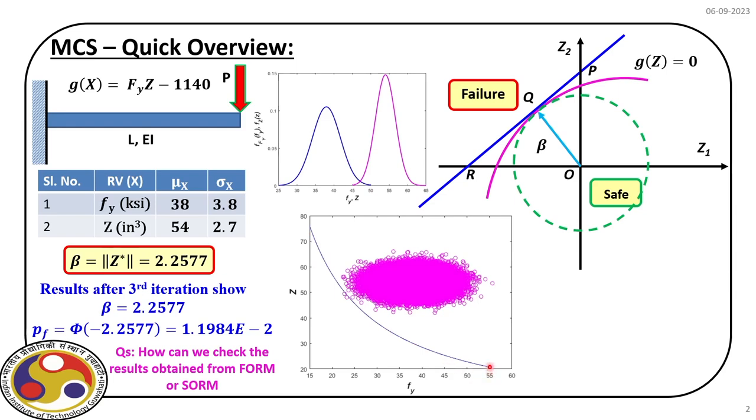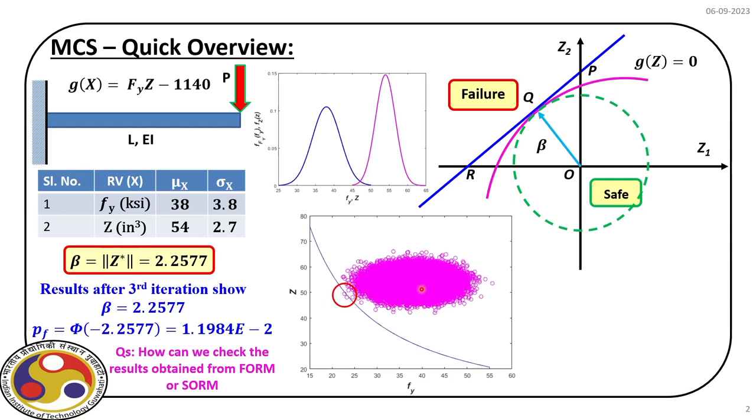This limit state demarcates the regions for failure and safety, as you can see in this schematic diagram also. You have a region that represents failure and another that is safe. In this case, we have this region on the other side where most of the samples are generated. This region is the safe region, and you can see there are a few samples on the other side of the limit state, and they represent failure.